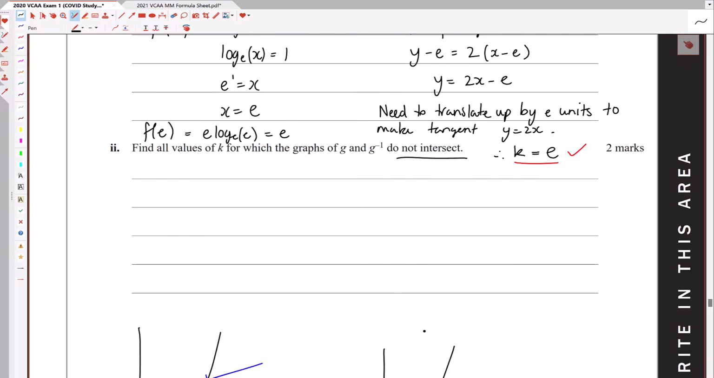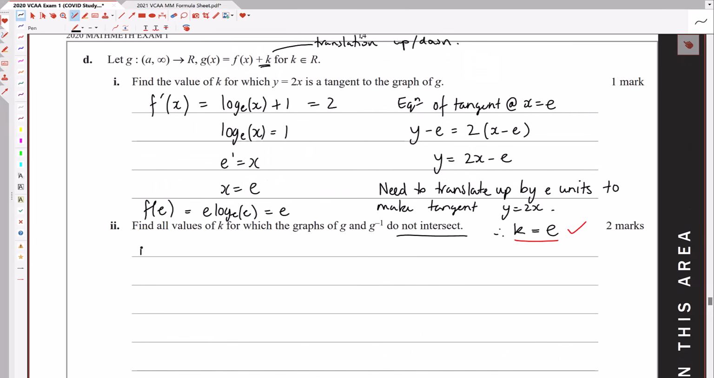So we need y equals x to be tangent to y equals f of x plus k. We're going to do exactly the same thing as we did in part 1, where we wanted y equals 2x to be tangent. This time, y equals x, so the gradient has to be 1. I want to know where the gradient is 1.